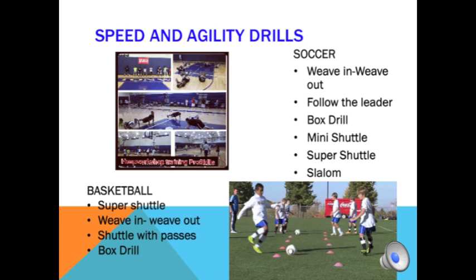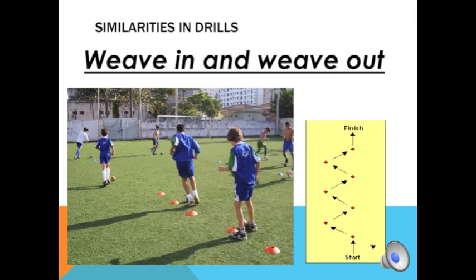Next we have drills that maintain an athlete's physical condition for games. For soccer: within, without, follow the leader, box drill, mini shuttle, super shuttle, and slalom. And for basketball: super shuttle, within, without, shuttle with passes, box drill. One similarity between their training is within, without.